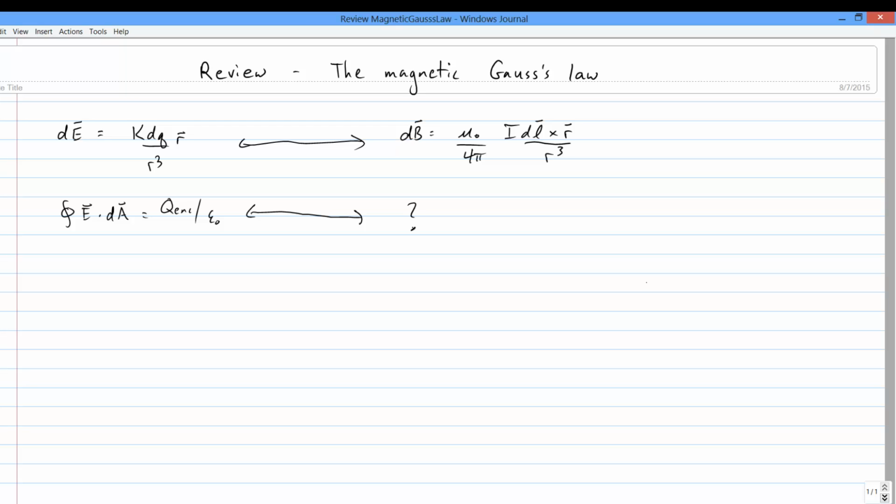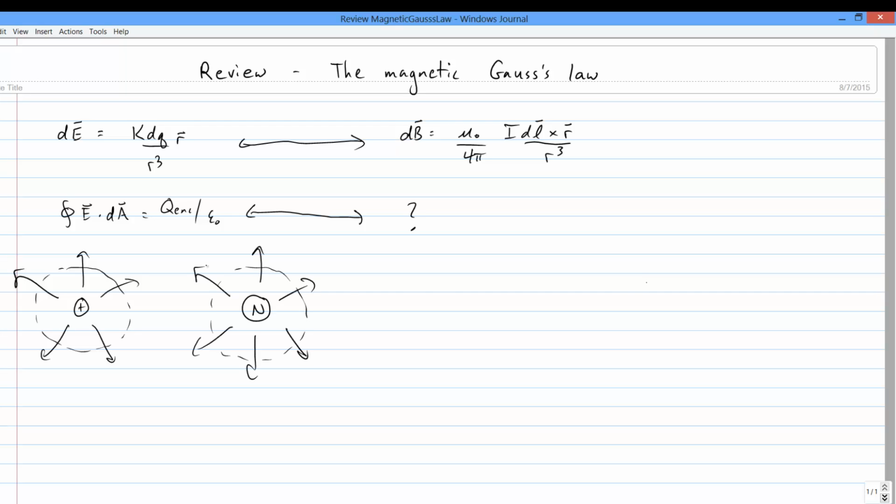Gauss's law is a statement about how the electric flux through a closed surface is related to the amount of charge enclosed by that surface. But there isn't really a thing that corresponds to charge for magnetism. You never have, for example, a north pole sitting there by itself, shooting field lines radially outward in such a way as to get a positive net flux through some enclosing shape.